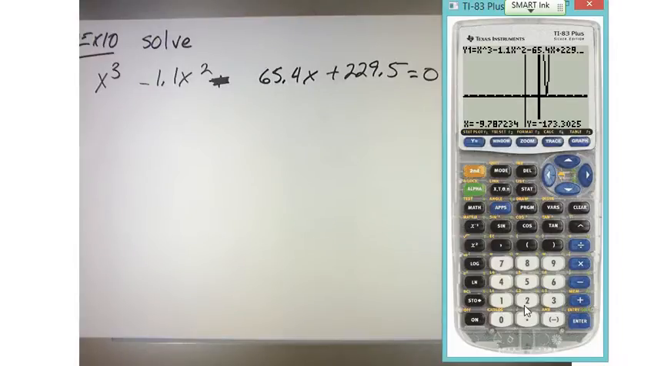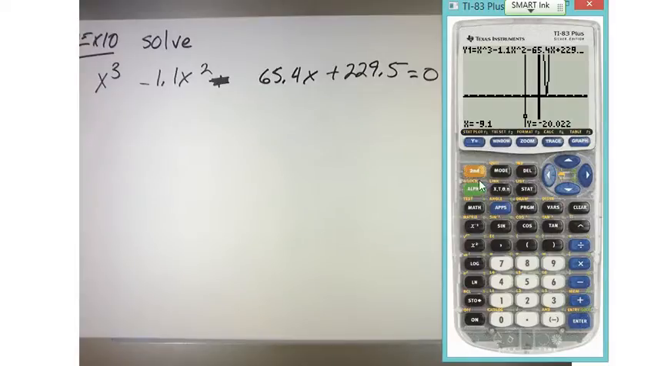I could enter in -8.99 and see where that gets me. Well, that gets me a little closer. I could enter in -9.1 and that gets me a little closer. Do you see how I did that?